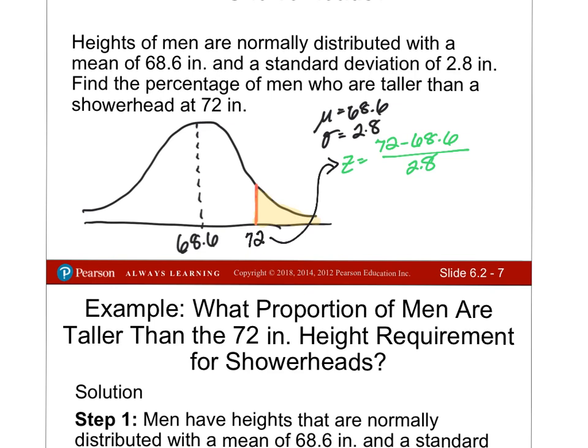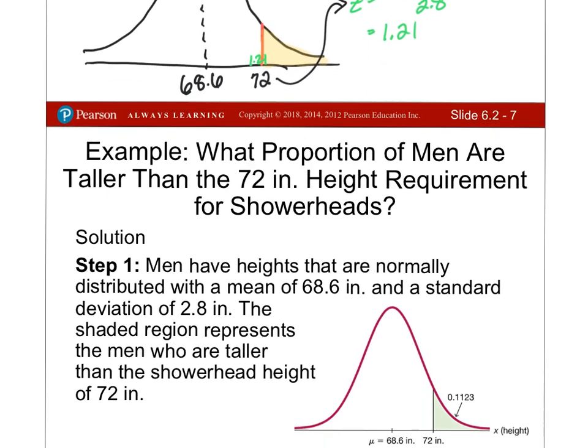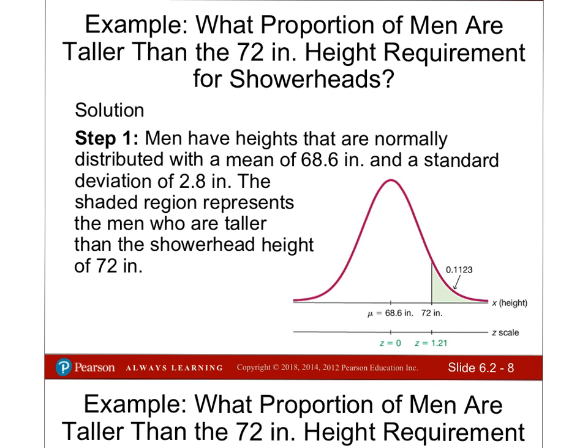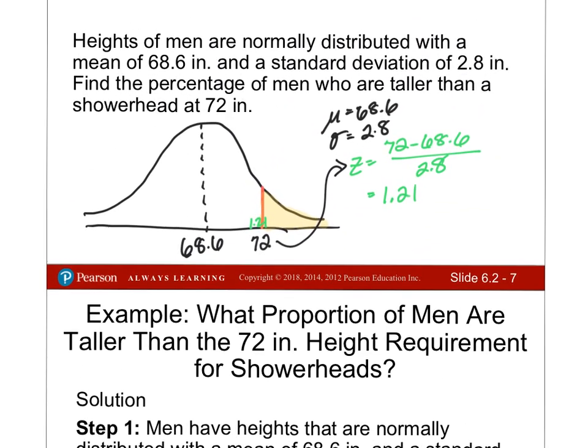So if we throw that into a calculator, we get 1.2. We want 2 decimals, so 1.21. And so that's what we'll be looking up in our table. That's the z-score, 1.21. And when you look up in your table, you will find the area.